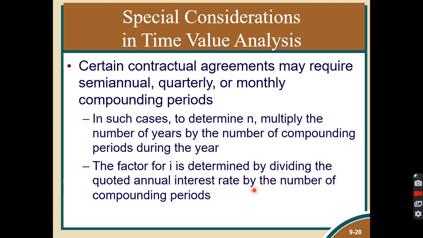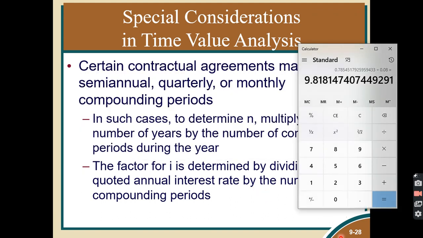Okay? So moving on, what are your special considerations in time value of money, or that analysis of your time value? So first is, there are certain contractual agreements that will require you to compute semi-annual, quarterly, or monthly. Okay? So meaning instead of using annual rates, you need to get your semi-annual, quarterly, or monthly rates. Okay? So to give an idea, so basically this is going to be the effect.